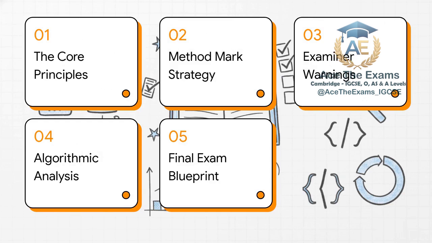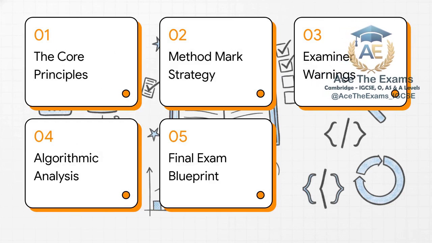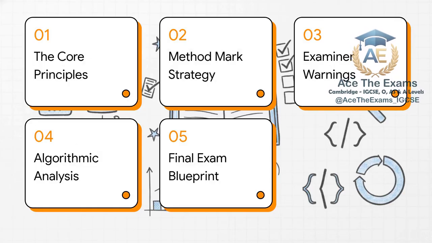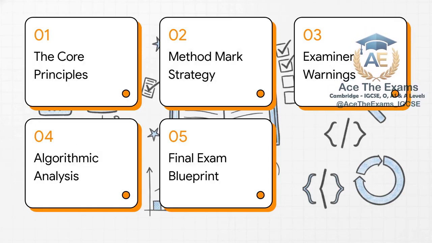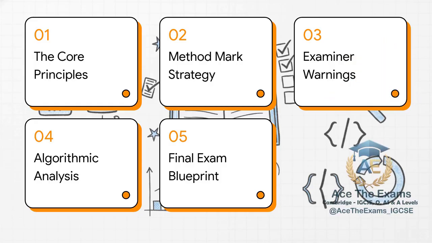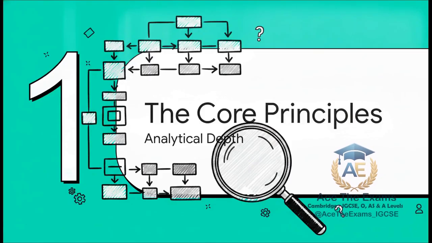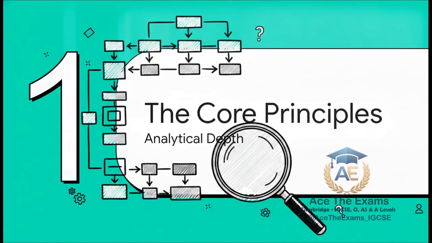Here's our masterclass syllabus for today. We've got 5 key steps: the core principles, the method mark strategy, top examiner warnings, mastering algorithmic analysis, and finally, the final exam blueprint. Let's jump right in. Starting with Section 1, the core principles, analytical depth over superficial breadth.